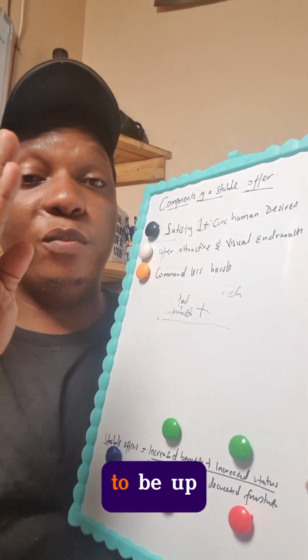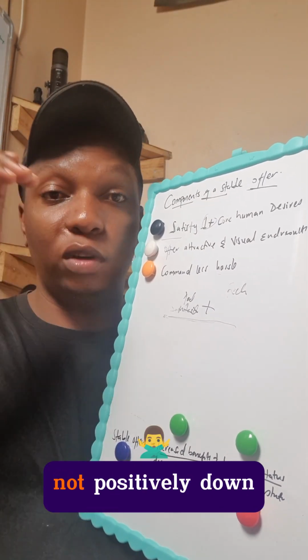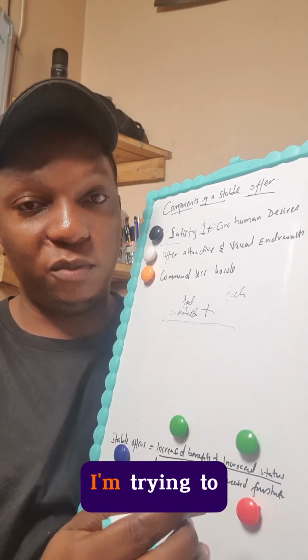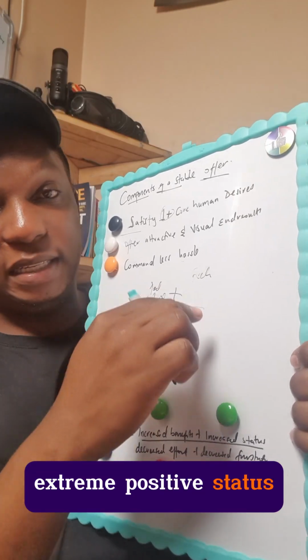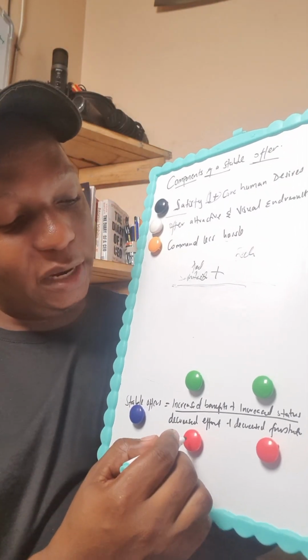All these have to be up. And when I say up, I mean positively up, not negatively down. Like you're not rich, you're extremely poor. That is not what I'm trying to target. We are trying to target the extreme positive status. All this should be divided by the decrease in effort.